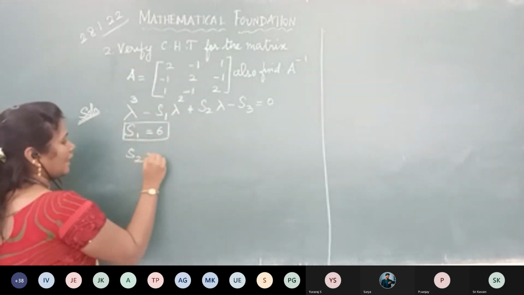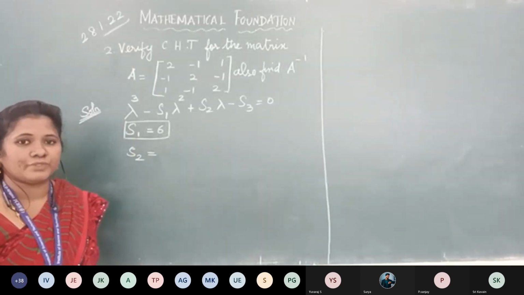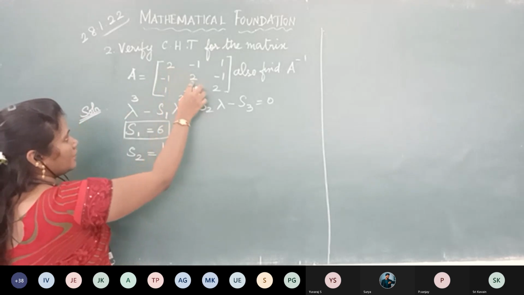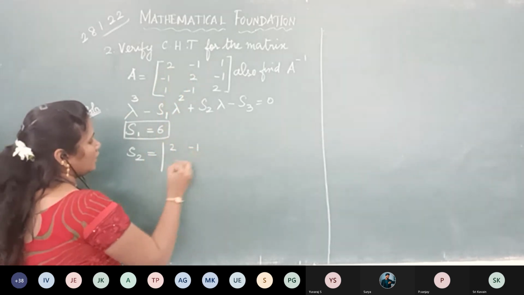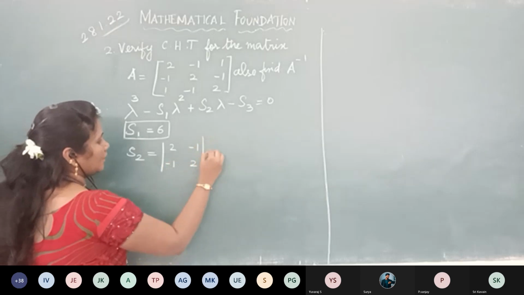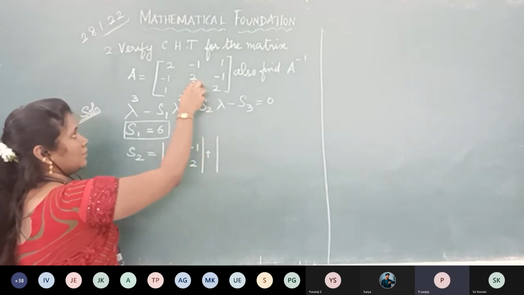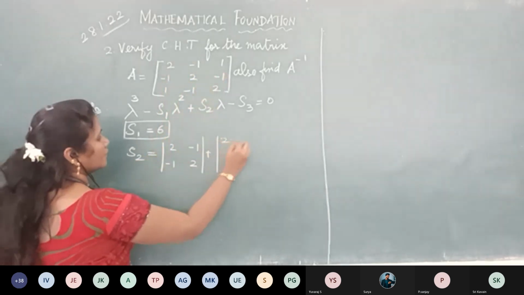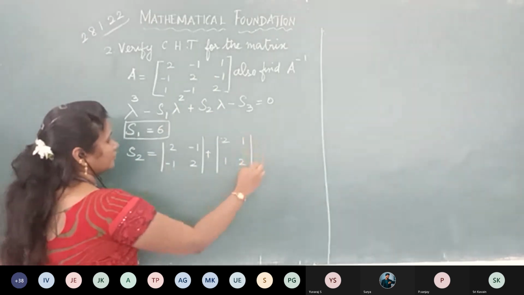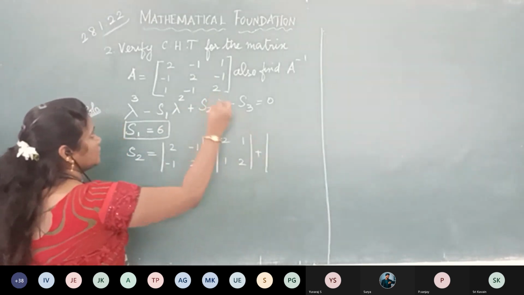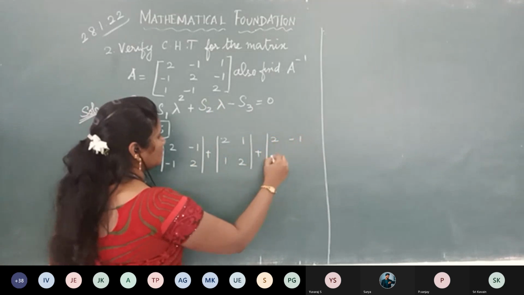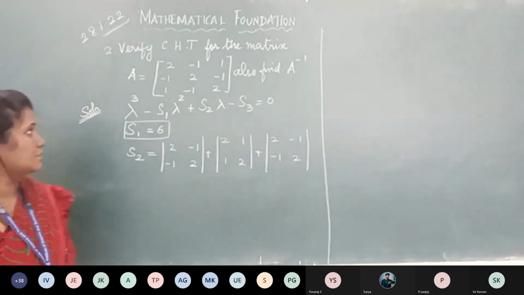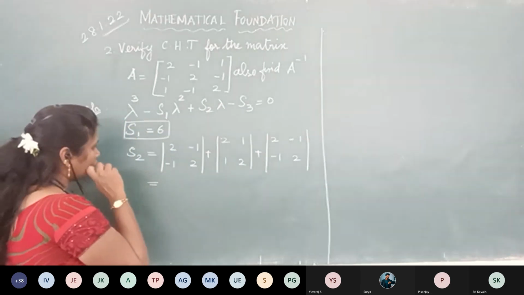Your S2 is the sum of the minors of the main diagonal elements. So I will write the minors, you find out. For the first element, the minor is 2, minus 1, minus 1, 2. For this, it is 2, 1, 1, 2, and for this, it is 2, minus 1, minus 1, 2. This will be the minor of this matrix. So what do you get?